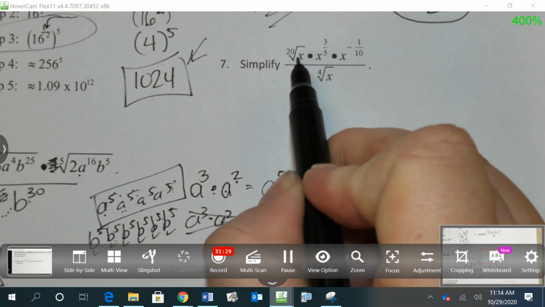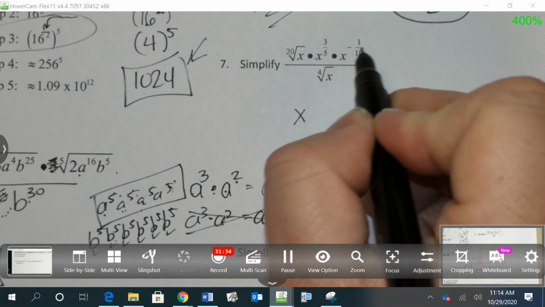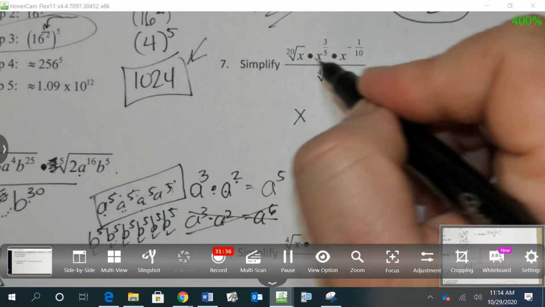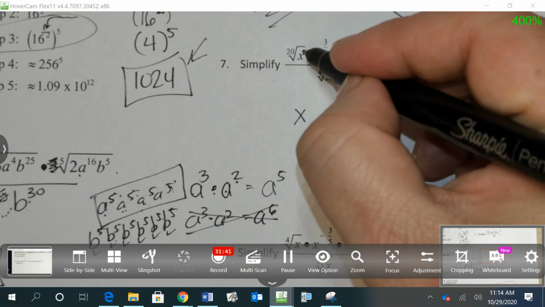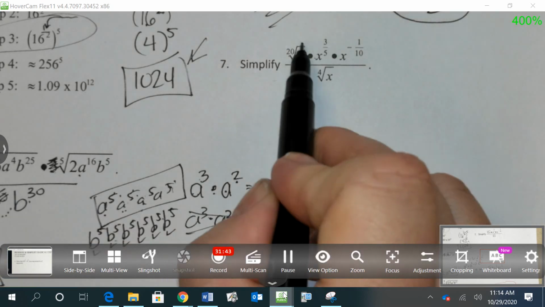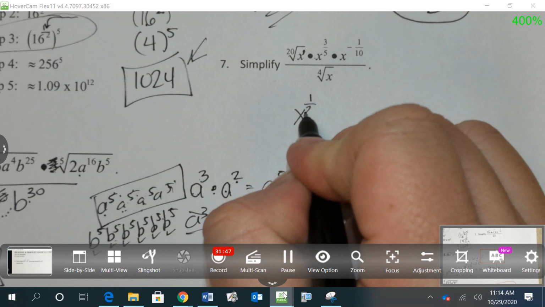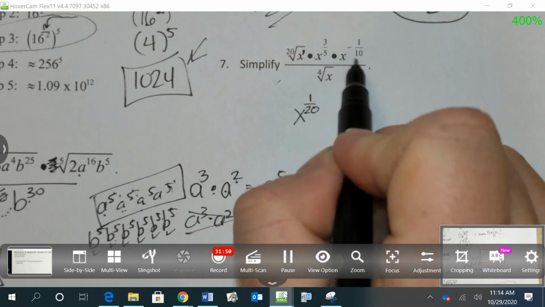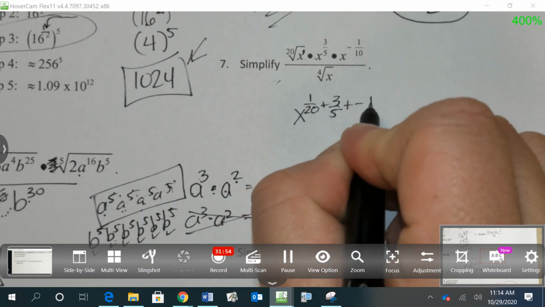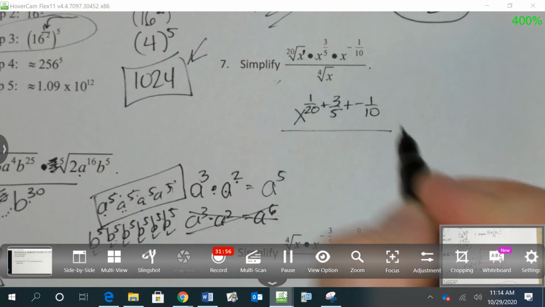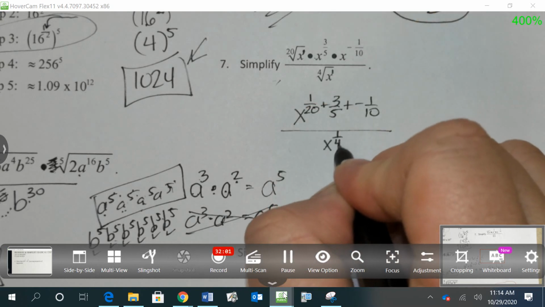Remember, when you have the same base and you're multiplying, you add the exponents. Well, how do I add these exponents? What does it look like? Well, there is a 1 here, even though you can't see it, there's a 1 here as an exponent. So really, if I rewrite this like you learned in yesterday's video, this is 1 over 20. Again, same base and multiplying, I add the exponents. Plus 3 over 5 plus negative 1/10. What's in the bottom? X to the 1/4.